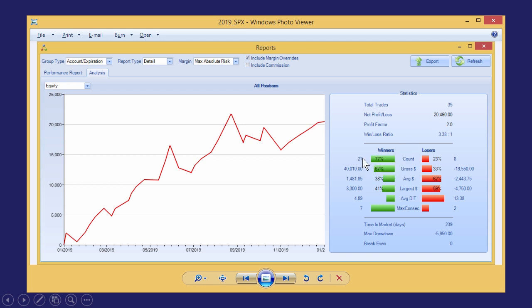The 27 winners, 8 losers. We had a couple more losers last year. You can see we had a little bit of volatility towards the middle of the year, but overall, still a pretty good year with lots of movement.